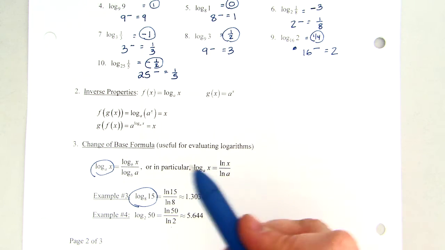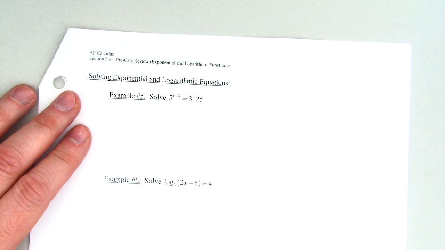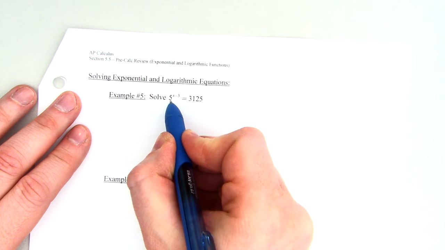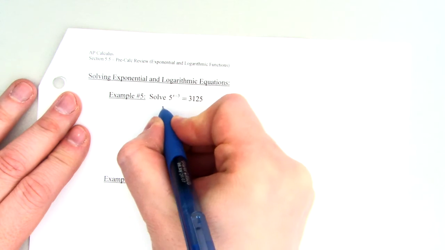We're going to use the inverse properties and our change of base formula to do some equation solving. On the next page, I want to solve an equation that looks like this. I'm going to show you 2 ways to do it. If I want to use my inverse properties, which is probably how you saw it in pre-calc, but probably not how you saw it in Algebra 2, we can undo a 5 raised to the something by taking the log base 5 of both sides.